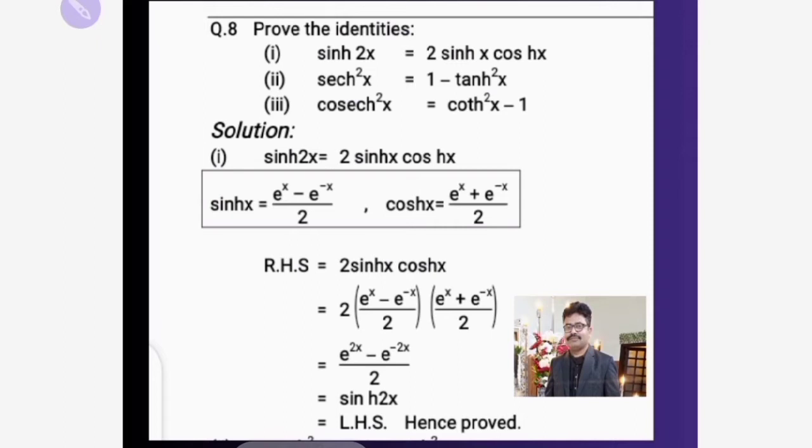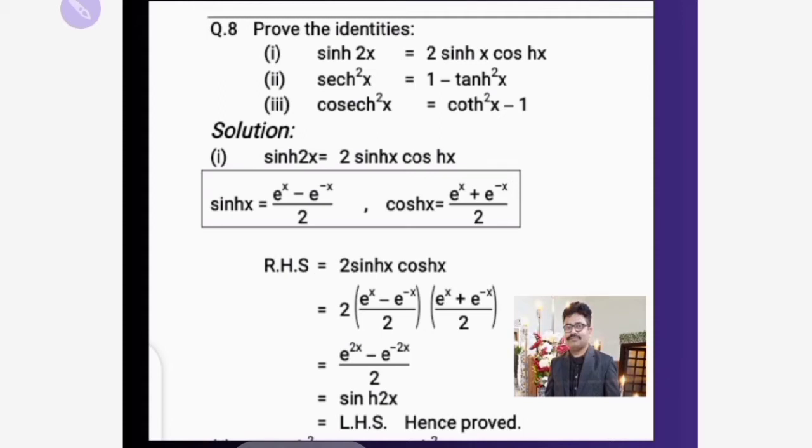If there is e power 3x minus e power minus 3x divided by 2, the formula will be sine hyperbolic 3x. If there is e power 4x minus e power minus 4x divided by 2, the formula will be sine hyperbolic 4x. Whatever the power, if the first power is plus and the second is negative, the formula of that will be sine hyperbolic of that power.